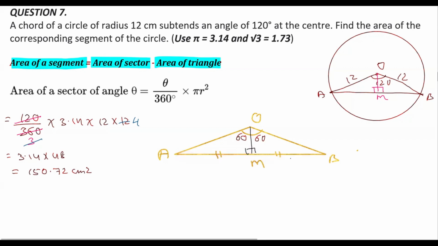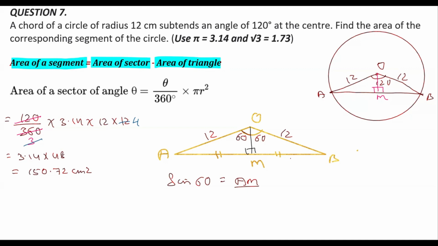So first, I can see this angle is 60, so this will be 30. Well, not needed. I can use the trigonometric ratio directly. First I'm going to apply sine 60 in this triangle. Sine is perpendicular over hypotenuse. Clearly, perpendicular is AM and the hypotenuse, as per the question, is 12. Here the hypotenuse is the radius only, that is 12.